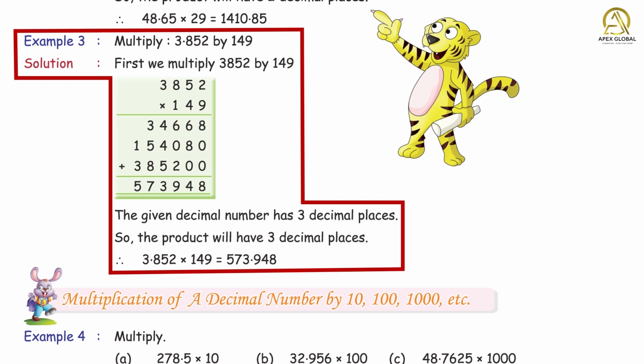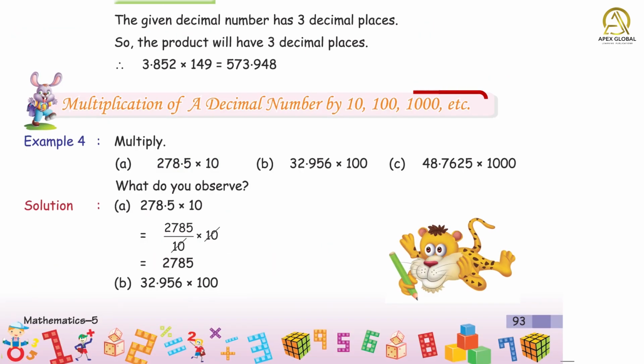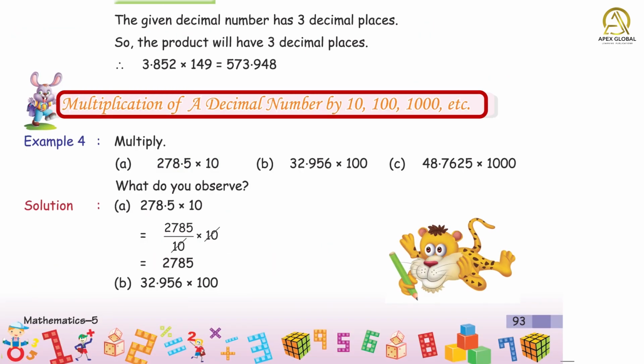Solution. First we multiply 3852 by 149. The given decimal number has three decimal places, so the product will have three decimal places. 3.852 into 149 is equals to 573.948. Multiplication of a decimal number by 10, 100, 1000, etc.